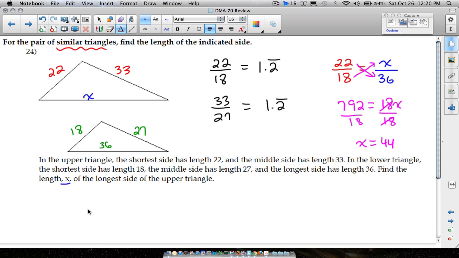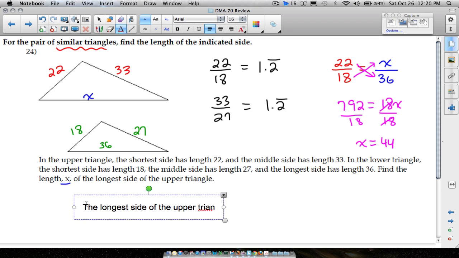So complete sentence, this is kind of a real world problem. The longest side of the upper triangle is 44. And since they didn't give us inches, yards, or anything like that, all we can say is 44. But again, if you were to take 22 divided by 18, we said it was that. 33 divided by 27, we said it was that. If you take 44, which we just found, and divide it by 36, I'm going to do that real quick, we should get 1.2 repeated. And we do.